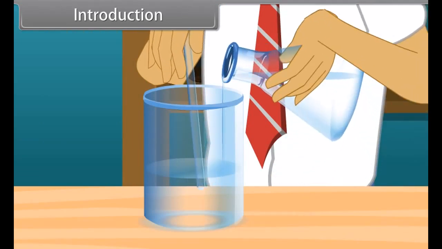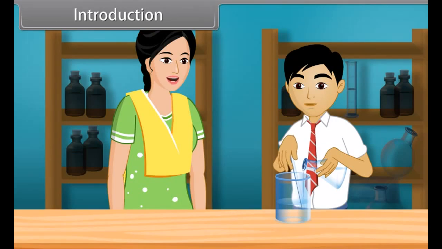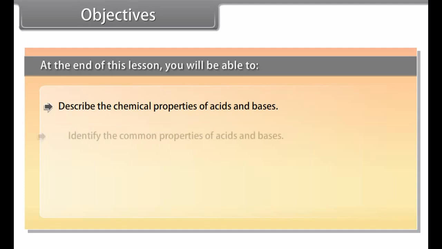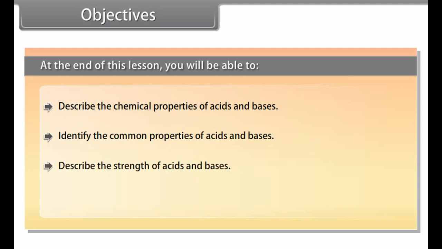Oh yes, I feel the container hot. Why is it so? Let me tell you, it is because of the reaction between acid and bases. Children, in this lesson we will learn about the chemical properties of acids and bases and about salts. At the end of this lesson, you will be able to describe the chemical properties of acids and bases, identify the common properties of acids and bases, describe the strength of acids and bases, explain salts.